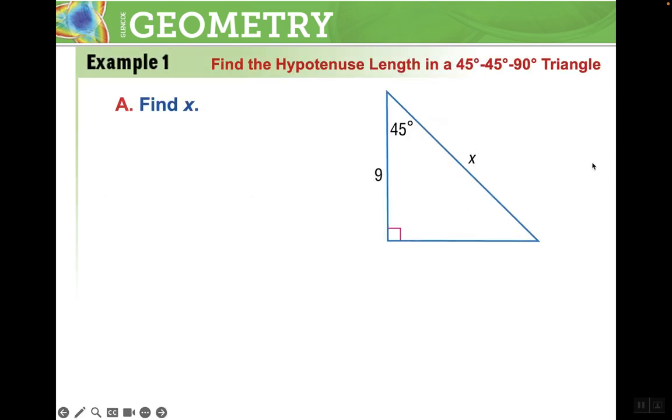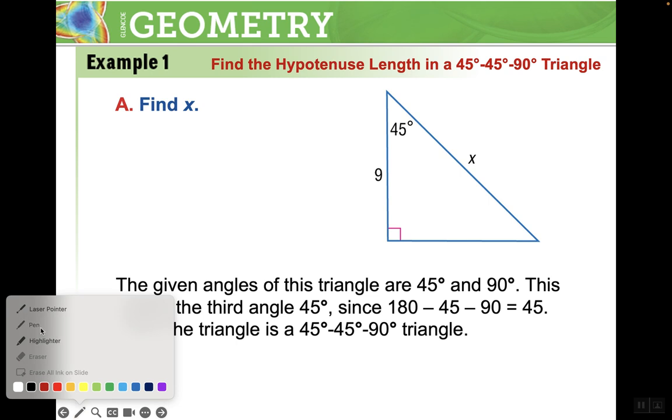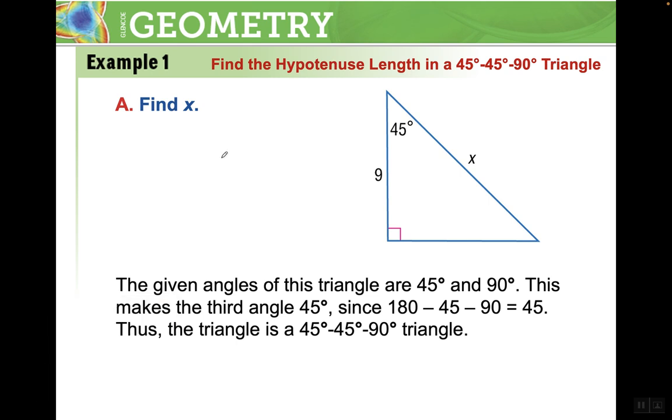All right, here we have a 45, 45, 90, and you have a leg length of 9, and this is also 9. So to find the hypotenuse, all you do is take the leg length, which is 9, times the square root 2. Ta-da, that's it. That's what x equals.